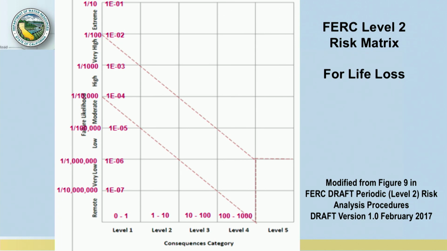The type of semi-quantitative risk matrix, this is an example from the FERC guidance document that has different levels of consequences. In this case, what's in red is potential life loss. So in level 1, it's 0 to 1. Level 2 is 1 to 10 lives lost, and so on. Level 3, level 4 is 100 to 1,000. And then on the vertical axis is the likelihood, the annual likelihood that could occur. And 10 to the minus 7 there is 1 in 10 million.